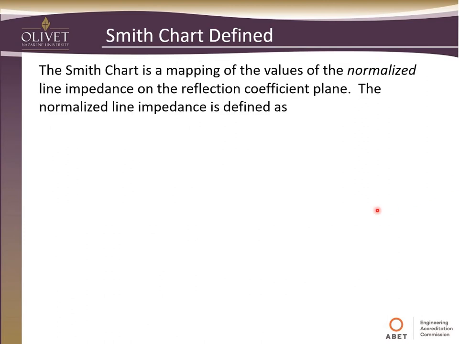So the Smith chart, which I'll show you in just a second, is just a mapping of all the potential values, but these are normalized. They're going to be normalized line impedance on the reflection coefficient plane. So we're going to have to walk through this. Let's start out by talking about the normalized line impedance.